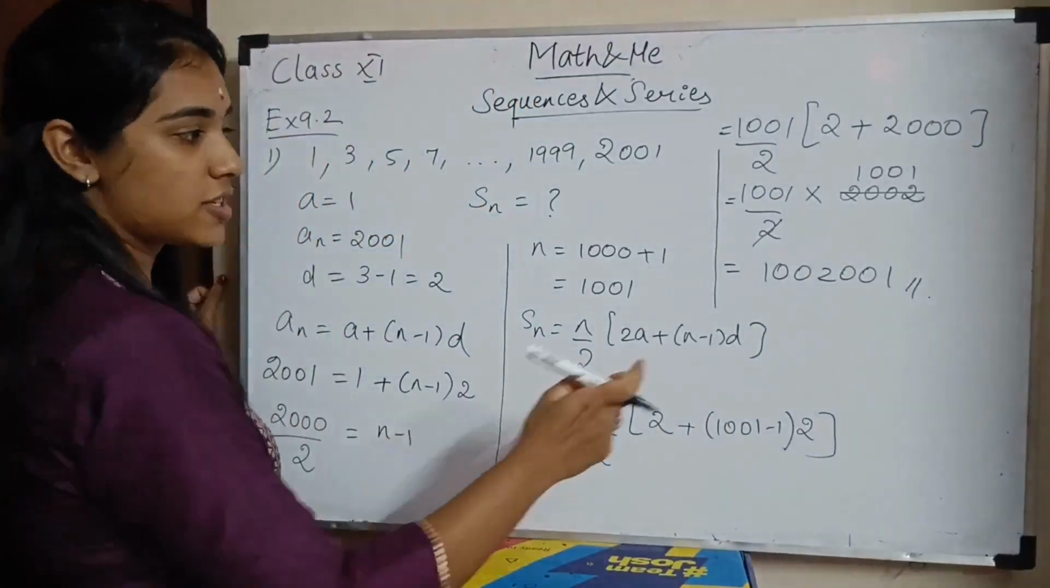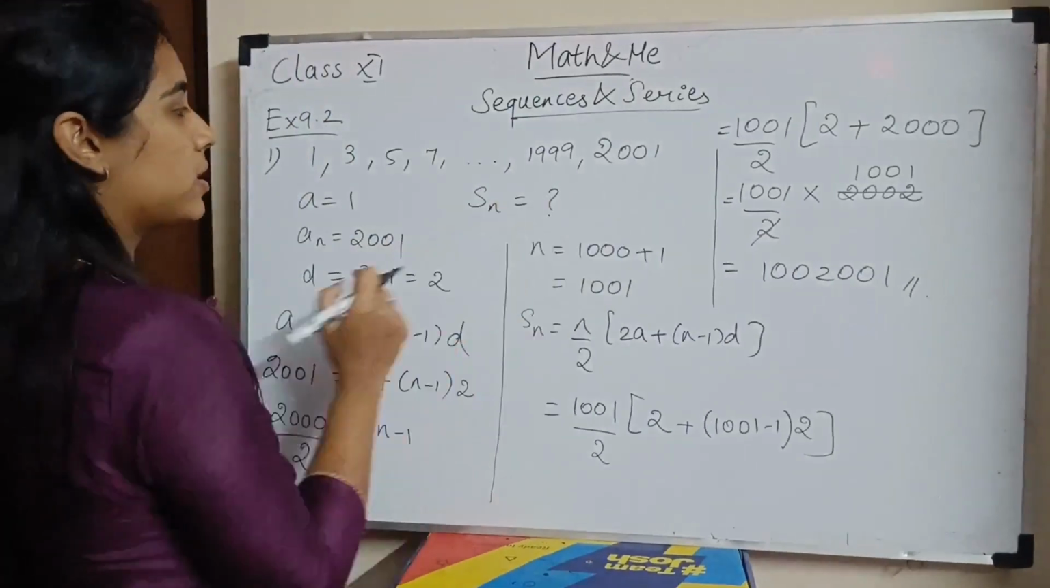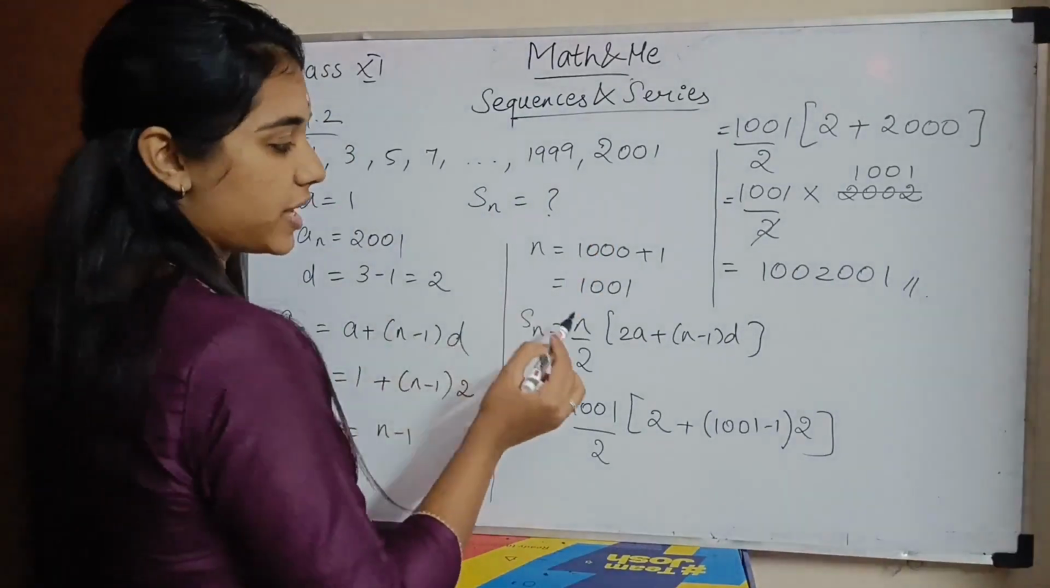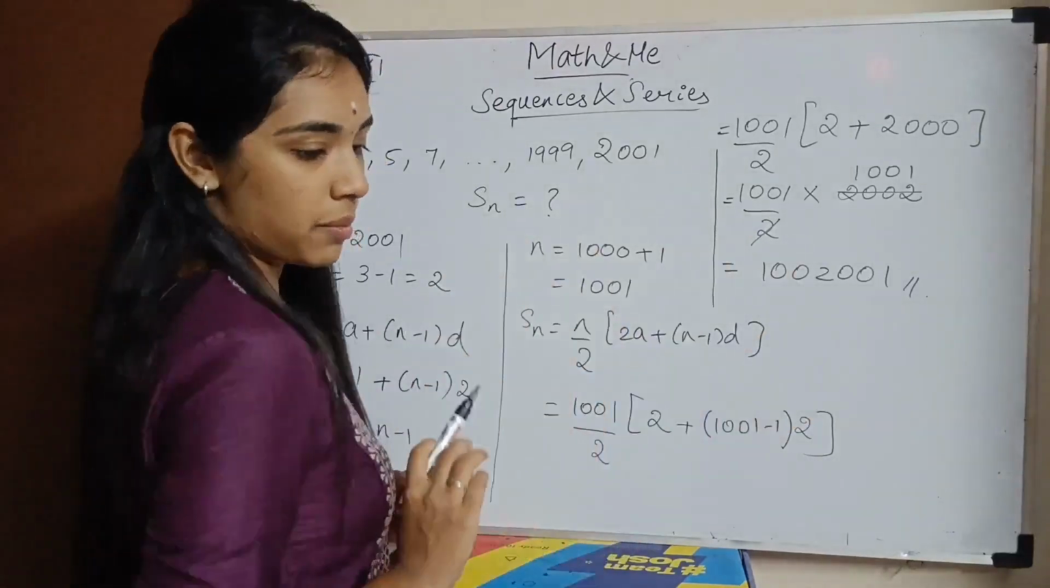Okay, that's it. This is the sum of all the odd numbers from 1 to 2001. We find n first, then we substitute that in the sum formula, and we find what the sum is.